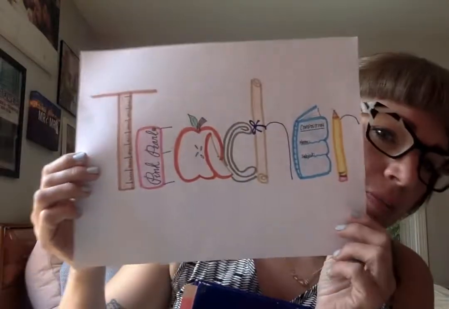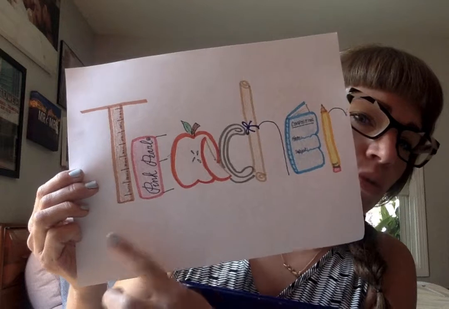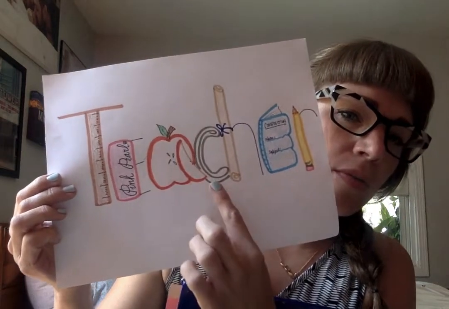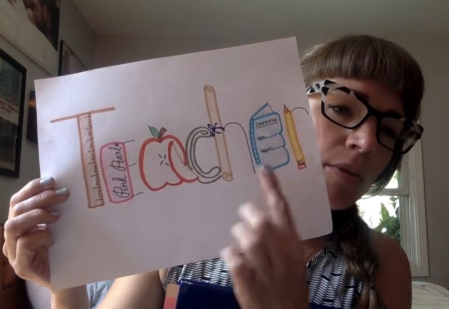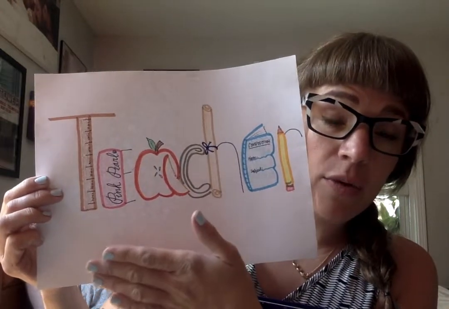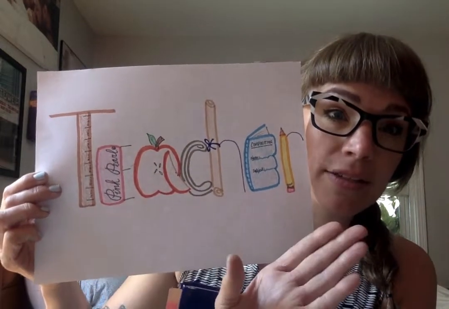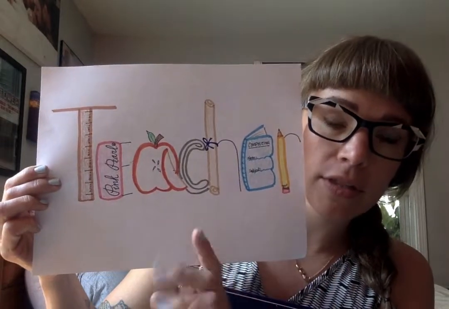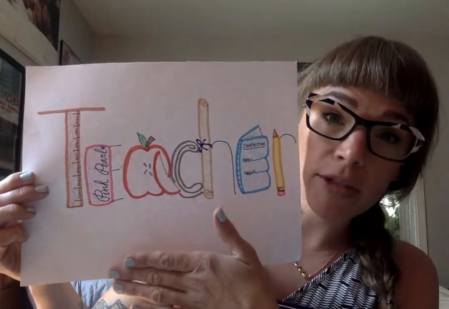My example, and this is backwards, is teacher. I've got a ruler, a pink eraser, apple, this is a paper clip, a little diploma, a composition book, and a pencil, and I will have this uploaded correctly so you can see it, not backwards, but this is an example of a Pictoword.